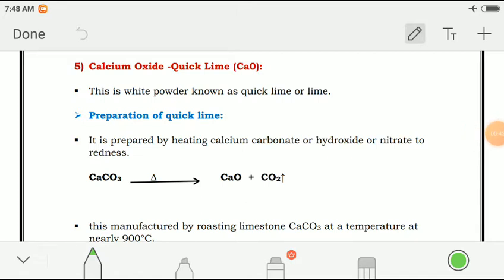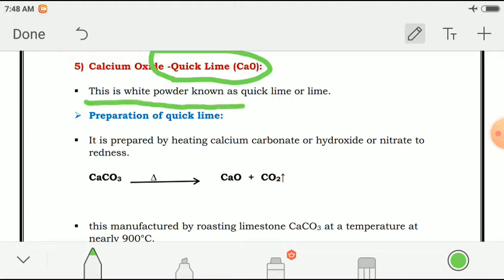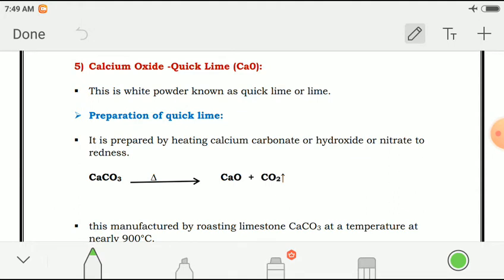The first compound we will see is calcium oxide, which is also called quick lime. Its chemical formula is CaO. This is a white powder known as quick lime or lime. So actually this is the fifth compound. Its chemical formula is calcium oxide. It is a white powder which is known as quick lime or lime.